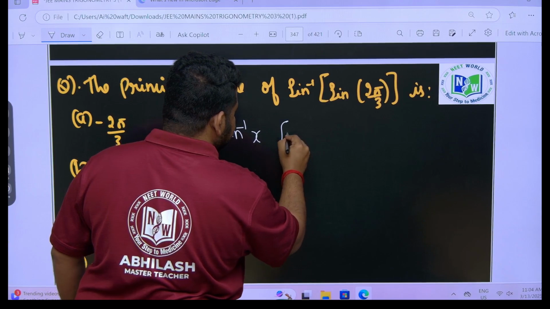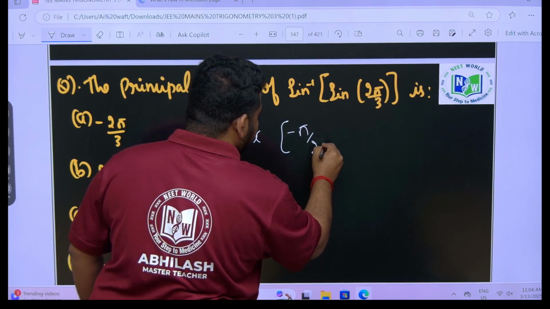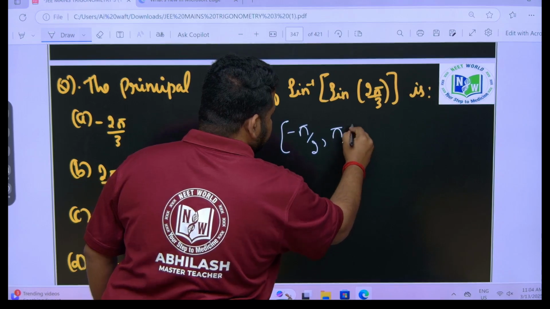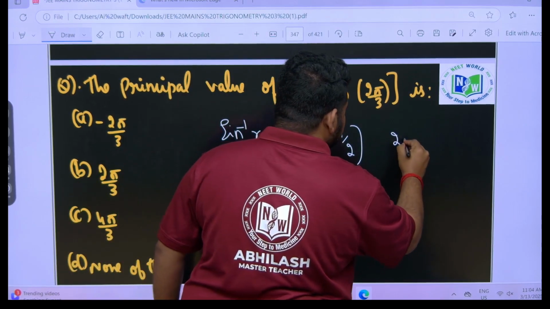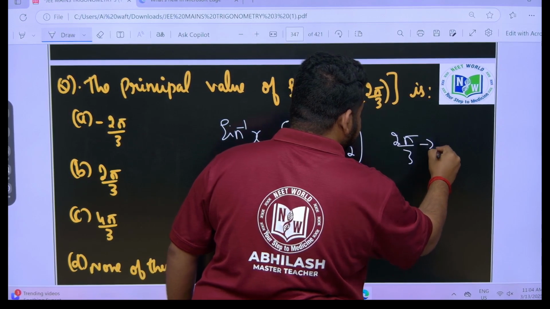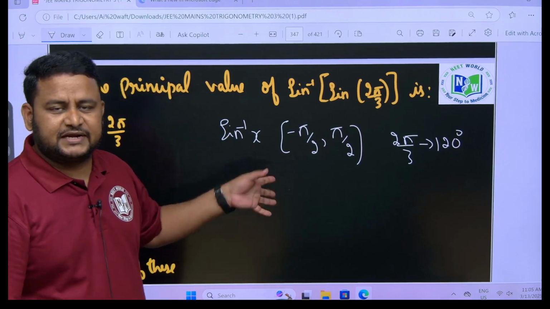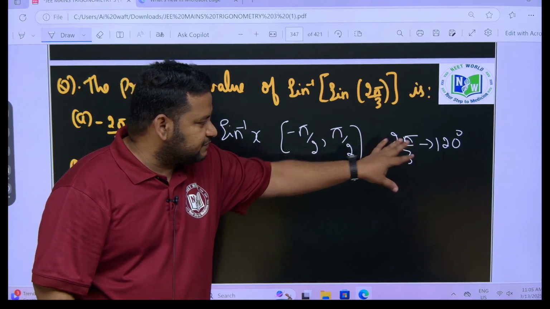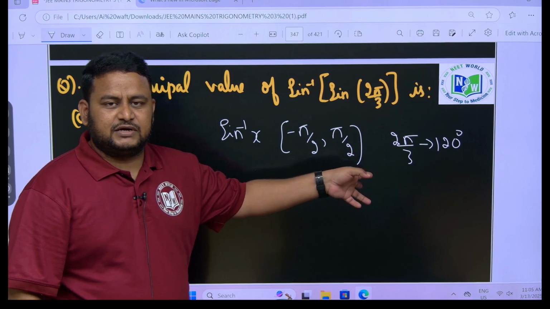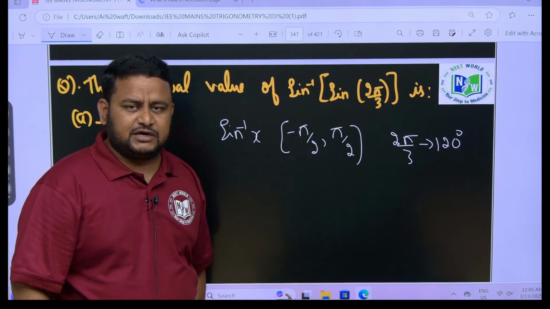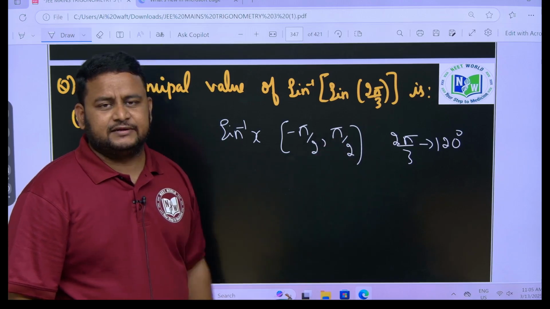For it, the range is minus pi by 2, comma pi by 2. But this 2 pi by 3 is nothing but 120 degrees. This is outside this range, so I have to bring it within the range. To make this 120 degrees come within the range, I can subtract it from 180. So this will become what?